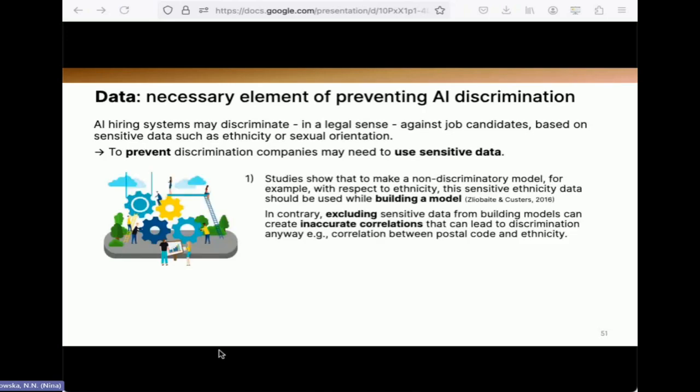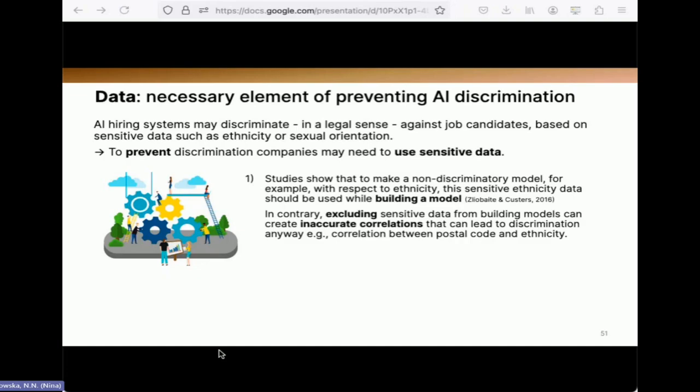And access to this information might be crucial at two different phases of using an AI system. The first one is when we build a model. Different studies already show that excluding sensitive information from building a model is not a good idea and doesn't work, because even if we exclude this sensitive information, we can still get some inaccurate correlation, for example, postal code, as in the previous example, and ethnicity.